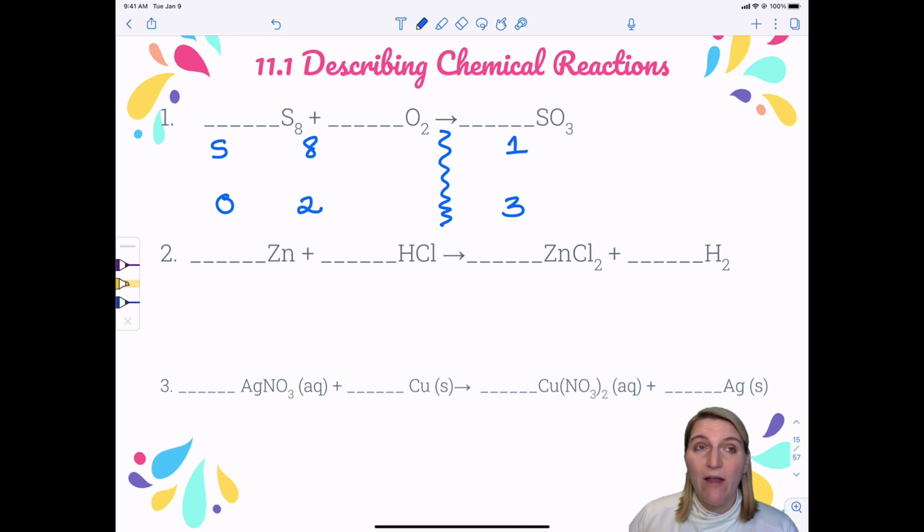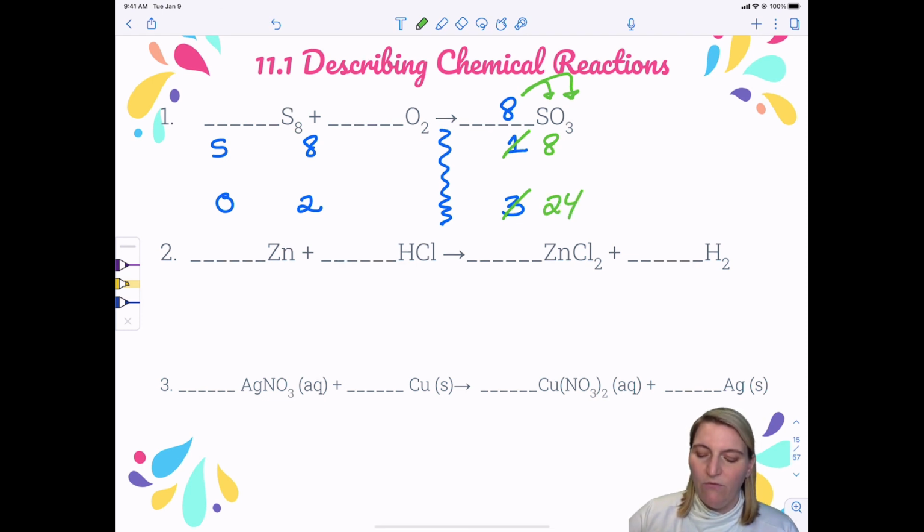And it doesn't matter what order you balance them with. I usually just go from left to right. So to balance out the sulfur, I'll add a coefficient of 8 here. When I add a coefficient of 8, this is now a multiplier to both of those. So I'm going to cross out that, and it gets multiplied by 8. And I'm going to cross that out. It also gets multiplied by 8. 8 times 3 is 24. So now the sulfur is balanced.